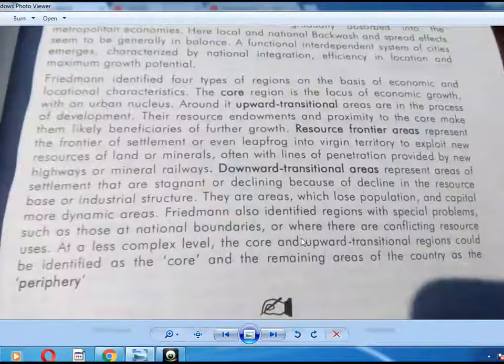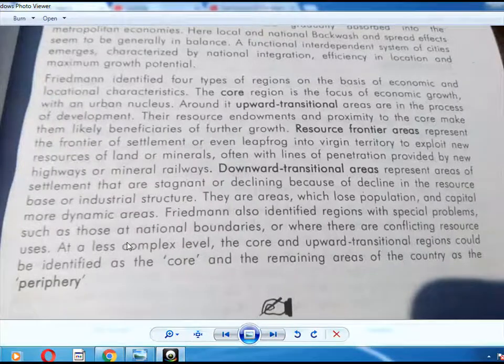Friedman also identified regions with special problems, such as those at national boundaries or where there are conflicting resource uses. At a less complex level, the core and upward transition areas could be identified as the core, and the remaining areas of the country as the periphery. Mainly the core area is where the developmental process occurs, where development and growth are available. So it is the core, and its side is the periphery.